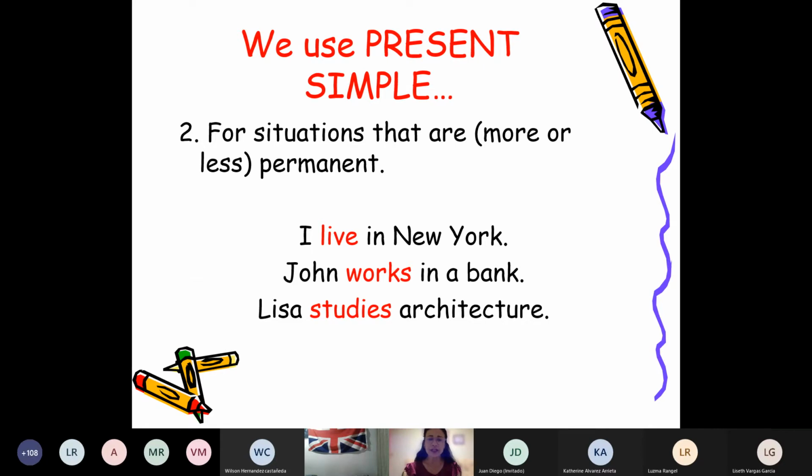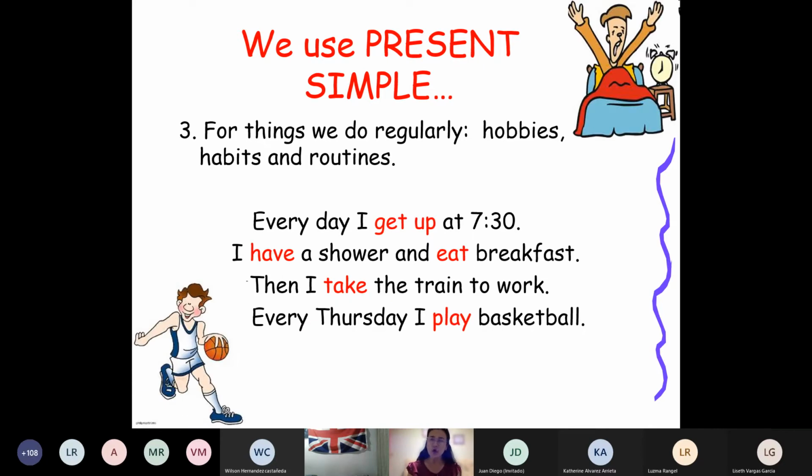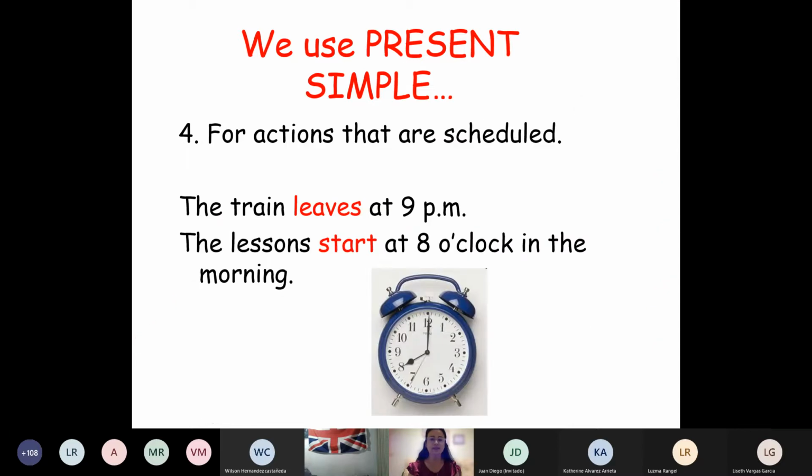And then you use the present simple when you are going to talk about your daily routines. Daily routines are the actions, the activities that you do every single day of the week. Also, you use the present simple for actions that are scheduled. The train leaves at 9 a.m., for example. The bank opens at 8 a.m. and closes at 3 or 4 p.m.